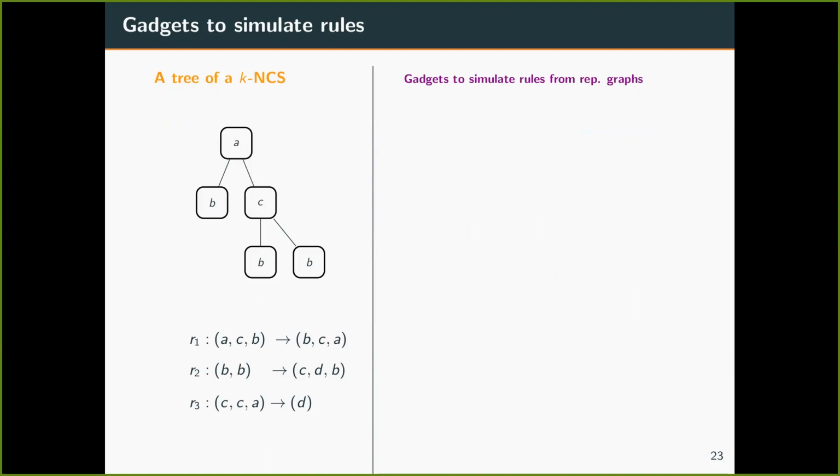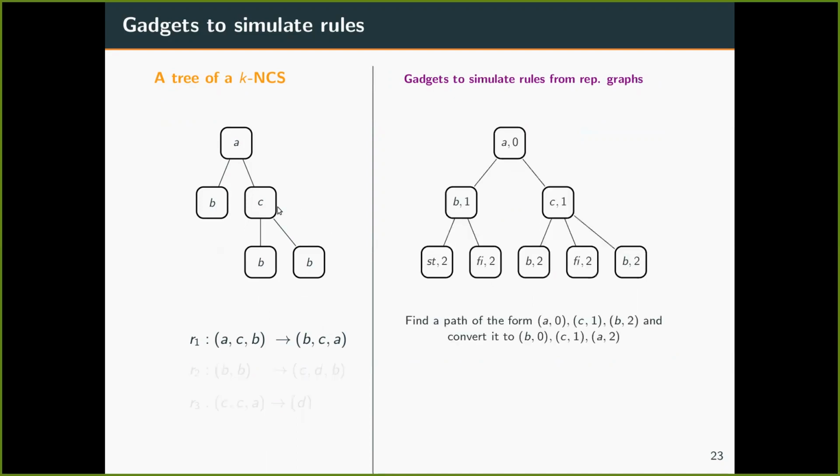I'll give a very high-level idea of this by using our example. So we have this tree, and let's take this as a representative graph of this tree. Let's say we want to simulate the rule R1, which says if there's a path labeled with ACB, convert its labels to BCA. So we can interpret this rule in a rather natural and intuitive way in our representative graph.